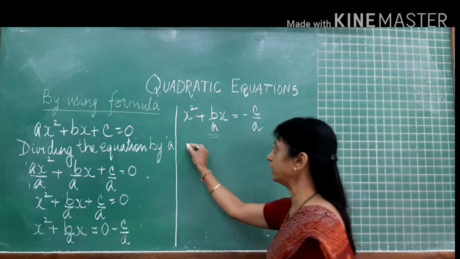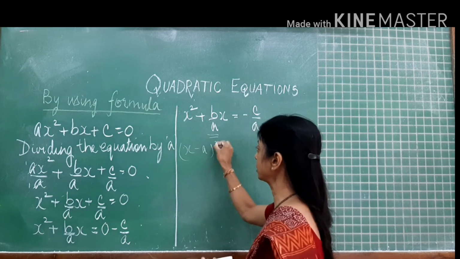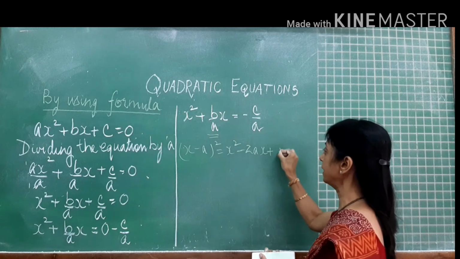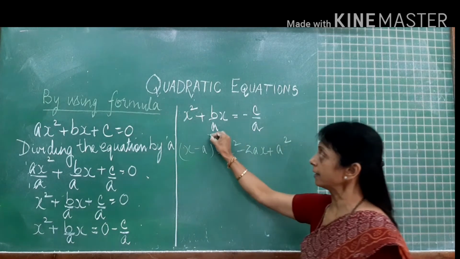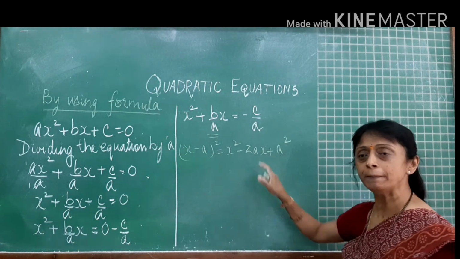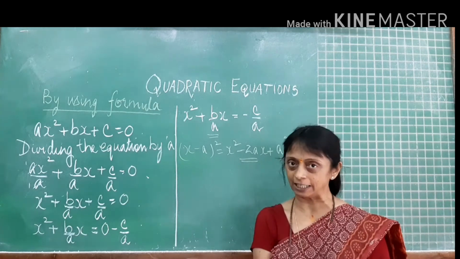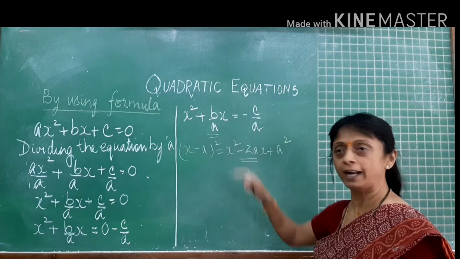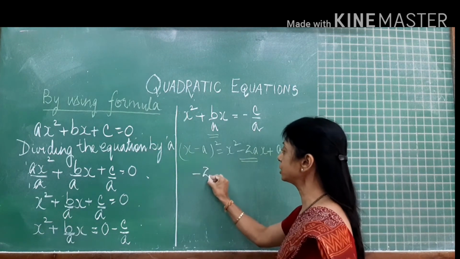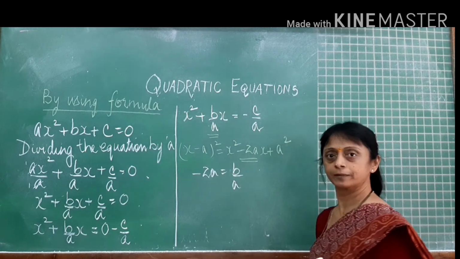We equate it with, if you remember, children, I'll write down, x minus a the whole square is x square minus 2ax plus a square. So plus b upon a, we equate it with the coefficient of the middle term, that is minus 2a, so that finally we get the value of the square term, right? So let's equate, children, over here. Minus 2a will be equal to b upon a, right?